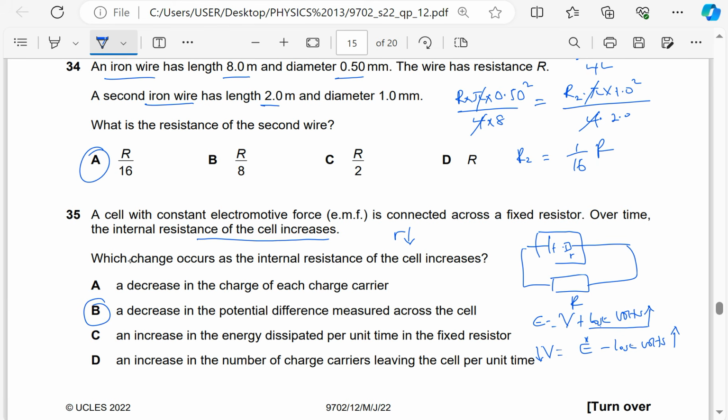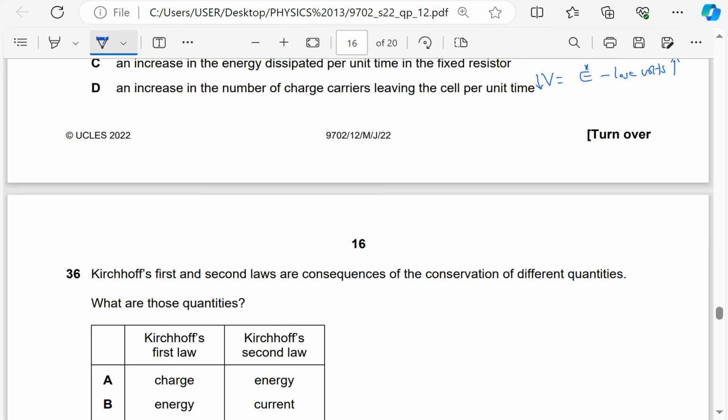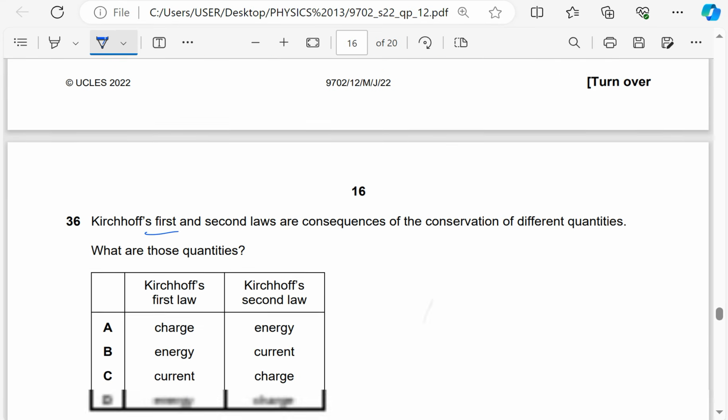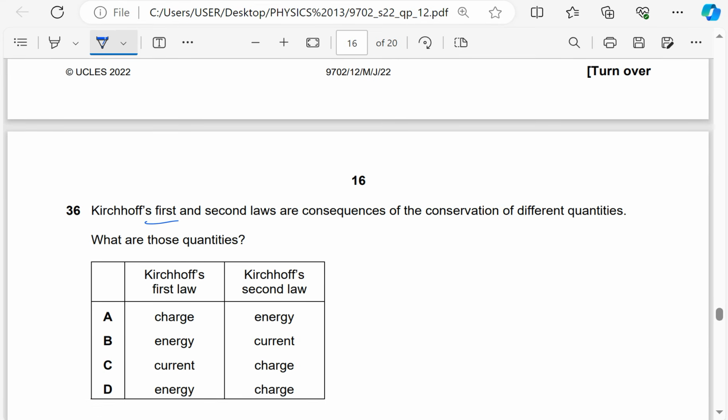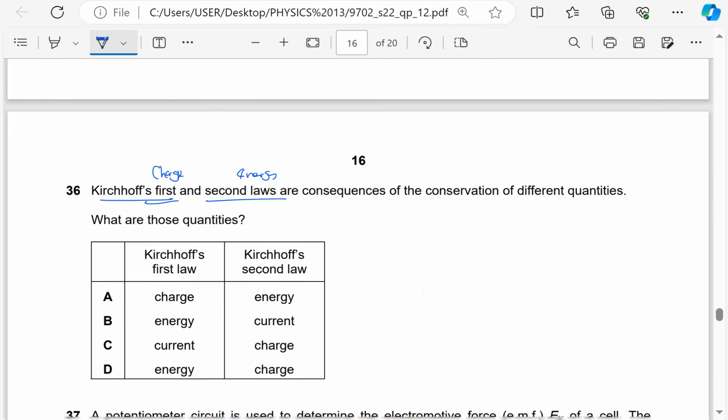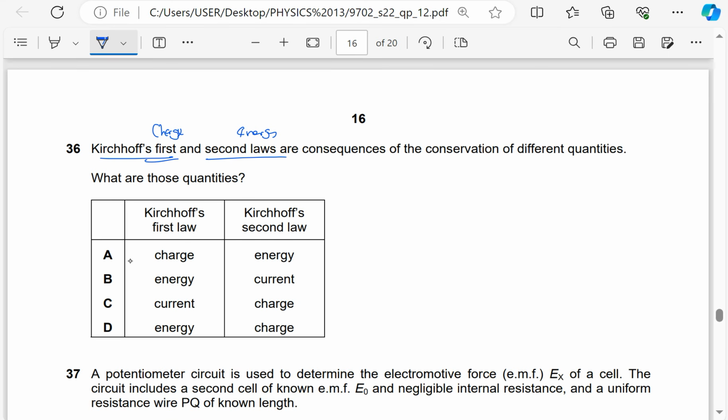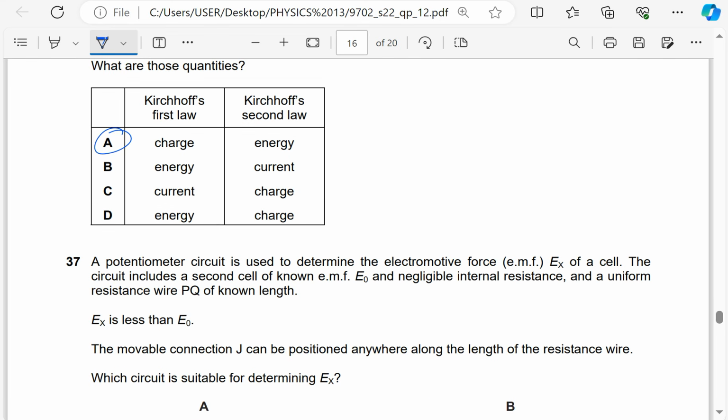The terminal PD decreases. Kirchhoff's first and second laws are consequences of conservation of different quantities. Of course, we know first law is conservation of charge. Second law is conservation of energy. What are those quantities? First law is charge, second law is energy. So the answer is automatically A.